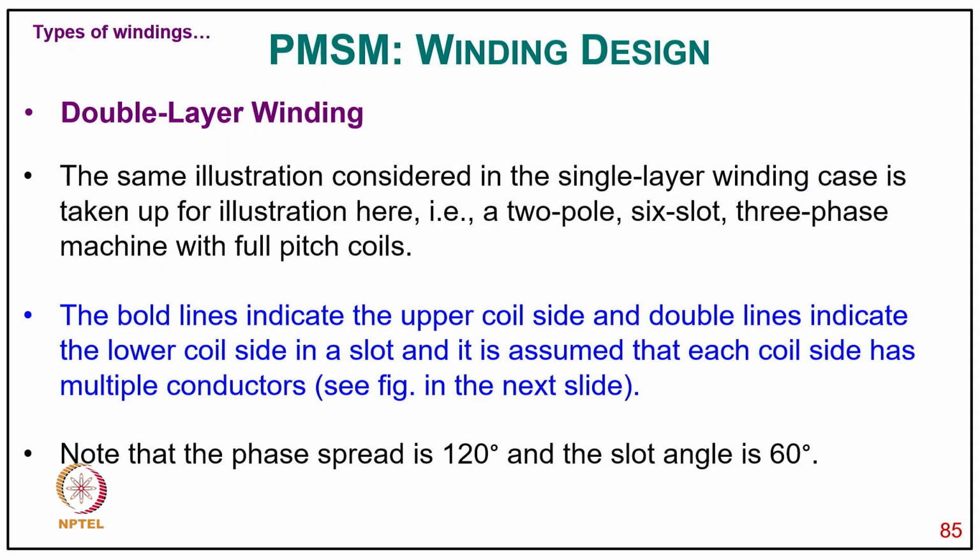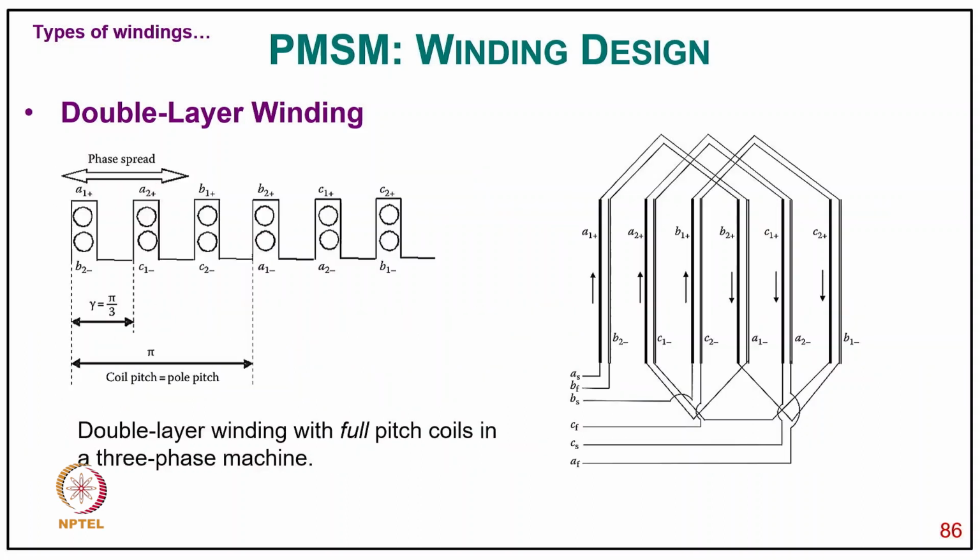Now coming to double layer winding, the same illustration considered in the single layer case is taken here. That is the 2-pole 6 slot 3-phase machine with full pitch coils. The bold lines indicate the upper coil side and the double lines indicate the lower coil side in the slot, and it is assumed that each coil side has multiple conductors in the figure. Note that the phase spread is 120 degrees and the slot angle is 60 degrees. So in a double layer winding you can have either a phase spread of 60 degrees or 120 degrees.